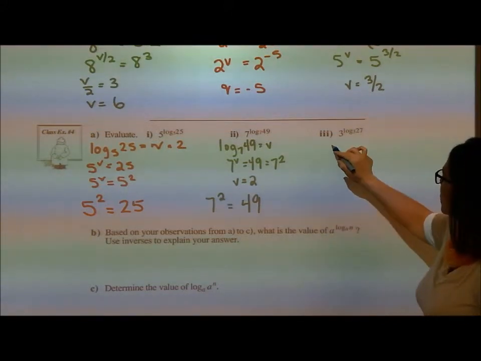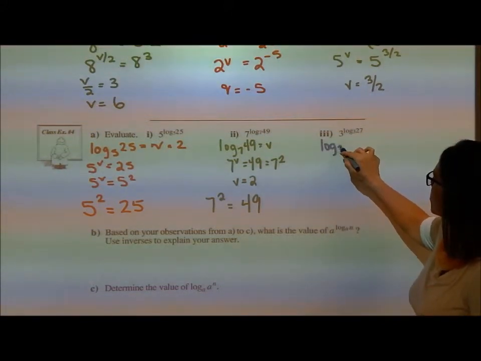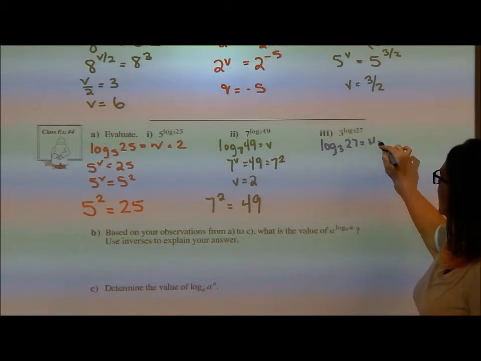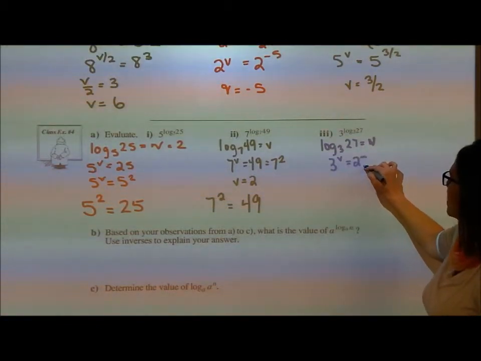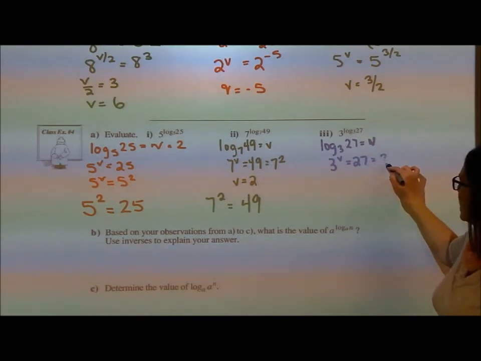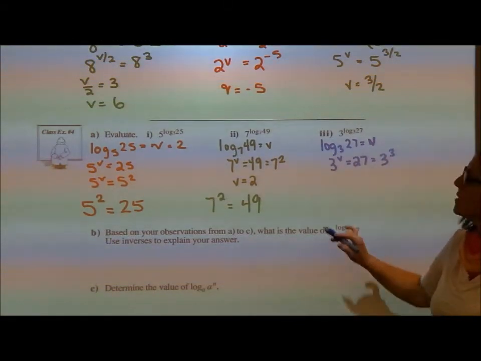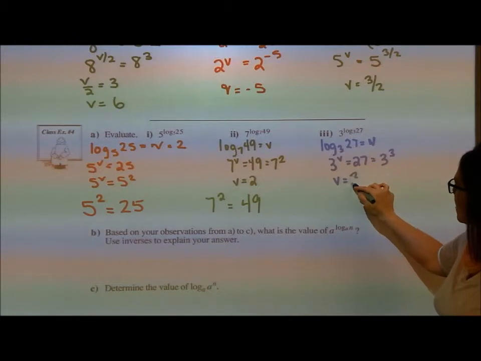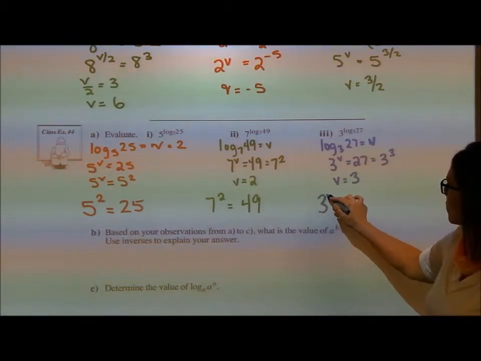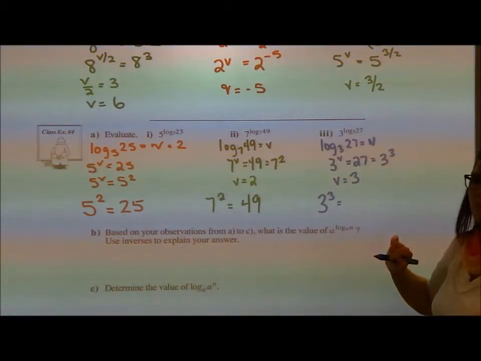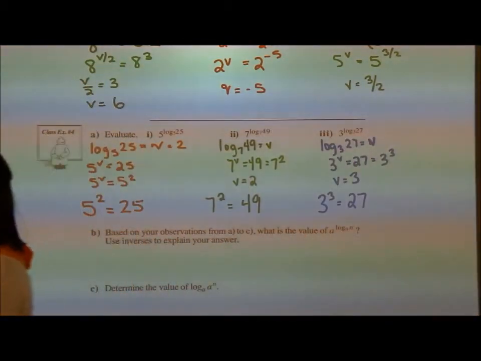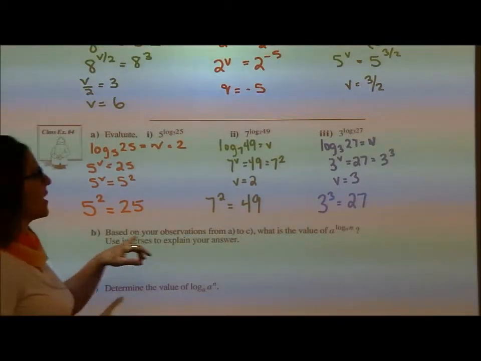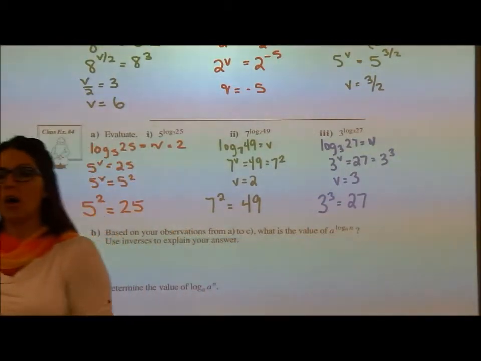And then for the last one, log base 3 of 27 equaling some value. So 3 to that value equals 27, and 27 is 3 cubed. So v equals 3, and I have 3 to the power of 3 equals 27. So based on the observations of these 3 examples, what would be the value of a to the power of log base a of n?